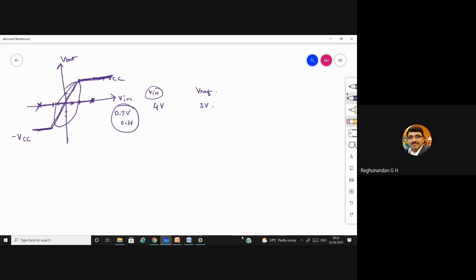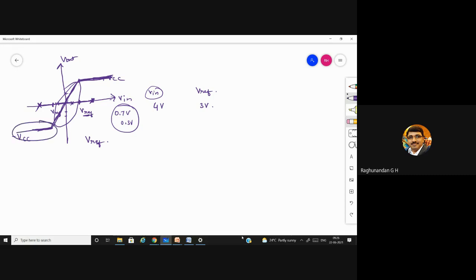I'll repeat it again. See, we are having V reference. This is V ref. Here also V ref. If your input voltage becomes greater than the reference voltage, then the output goes to plus VCC. If it comes below that, then it has to go to the negative saturation, and after that it has to maintain constant negative saturation level.